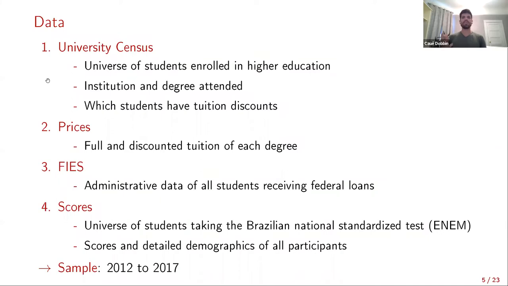And then I'm going to put that together with this other data set on prices, in which I observe the full price of the degree, and then I observe several different discounts. Because of this limitation, let's say a given degree has one full price and then four different discounts. I'm going to have to take the average of those four discounts and assume that all the students with discounts get the same discount. So I know how big discounts are on average for each degree, but I won't be able to tell which student gets a bigger discount than the other, just which students get one and which don't. Does that answer your question?